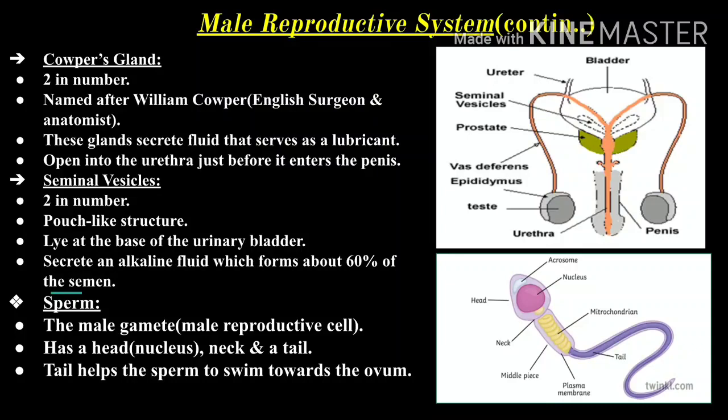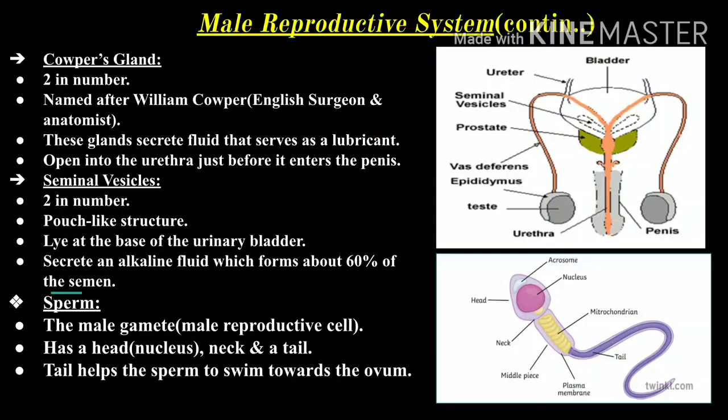Cowper's gland is given there in the male reproductive system. They are 2 in number, named after William Cowper, the English surgeon. These glands secrete fluid that serves as a lubricant and open into the urethra just before it enters the penis. Then seminal vesicles, they are 2 in number, pouch-like structures that lie at the base of the urinary bladder and secrete an alkaline fluid which forms about 60% of the semen.